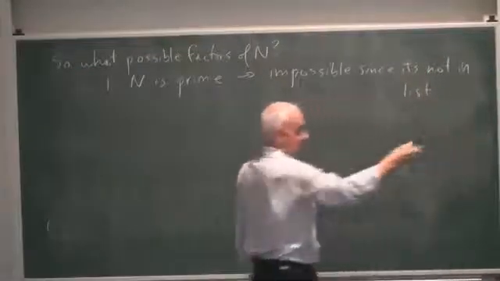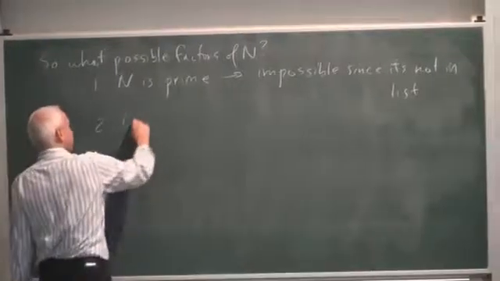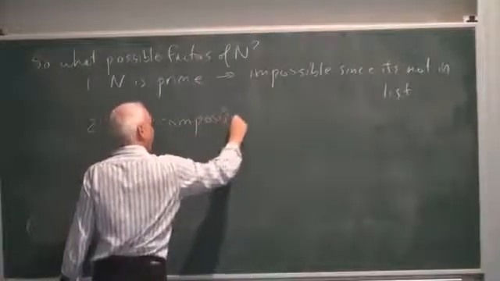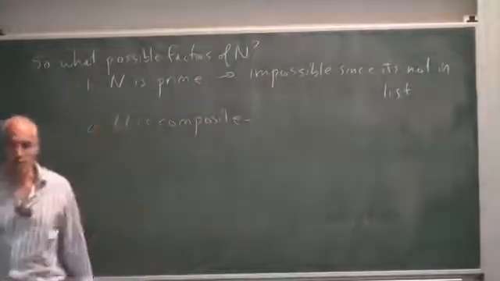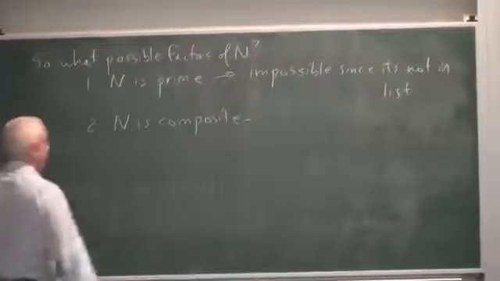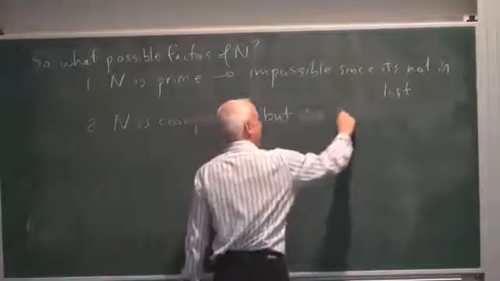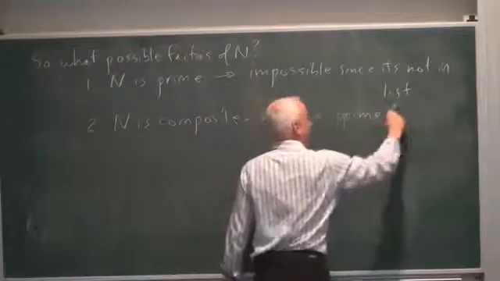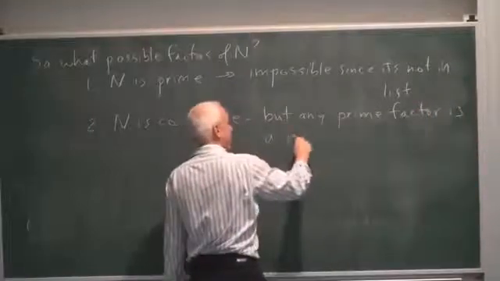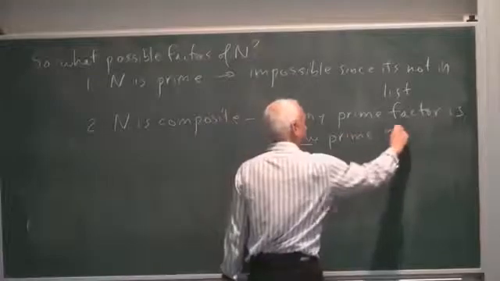We're assuming we've got primes P1 through Pn. And the other possibility is that N is composite, but then it must have some prime factors itself. But then any prime factor is a new prime not on the list.